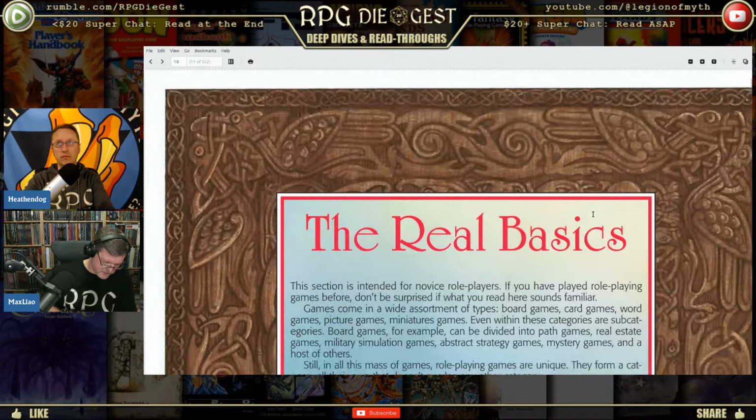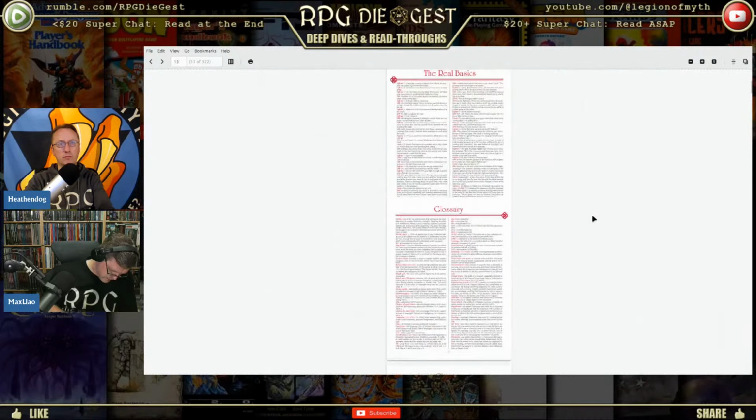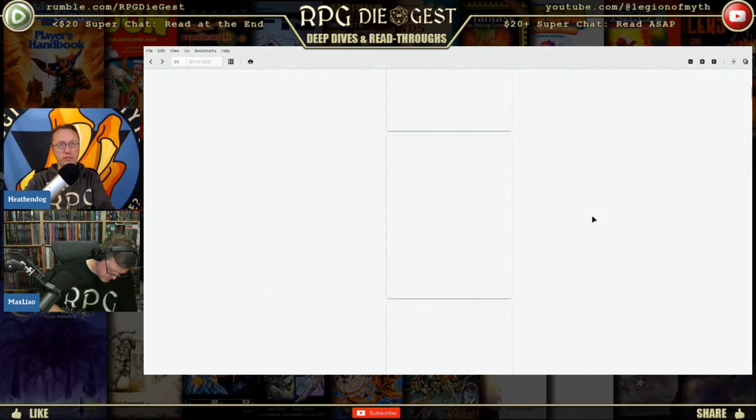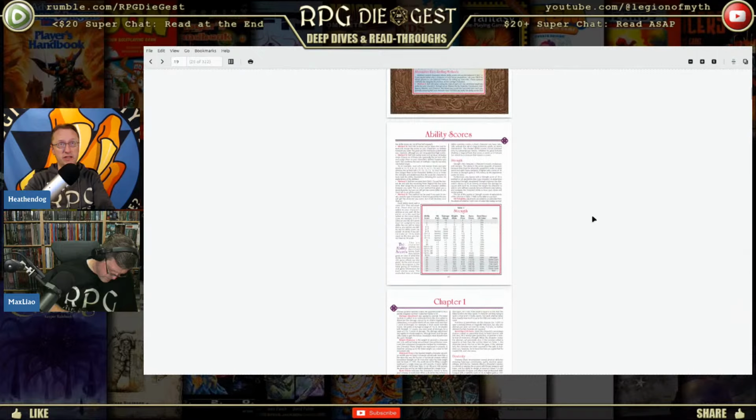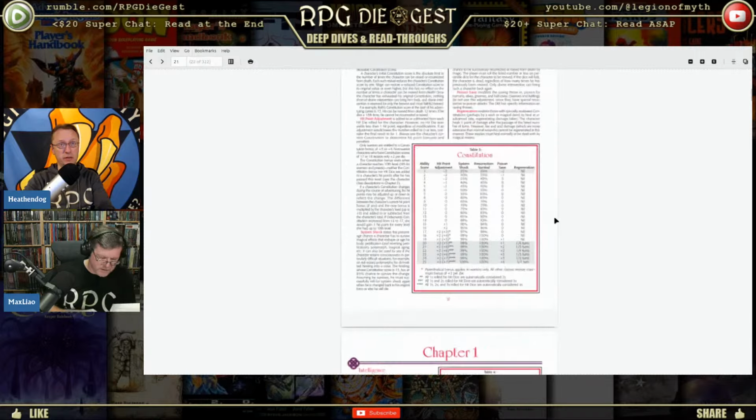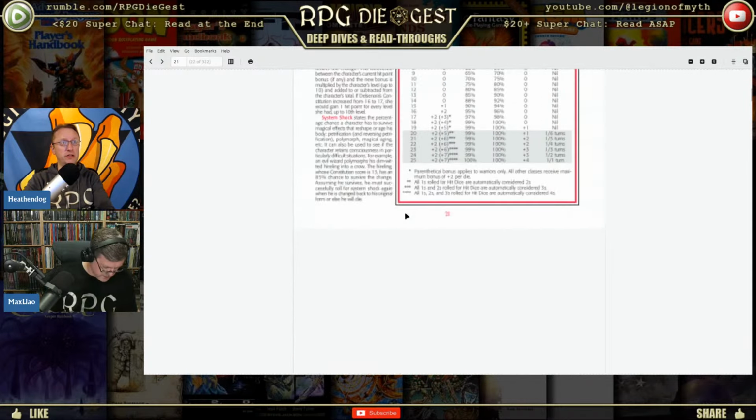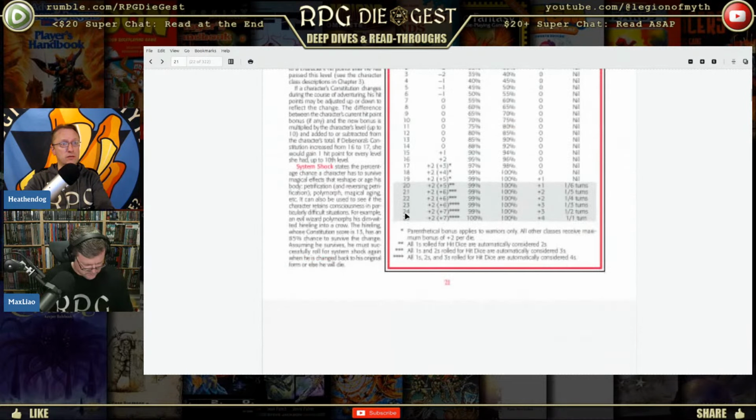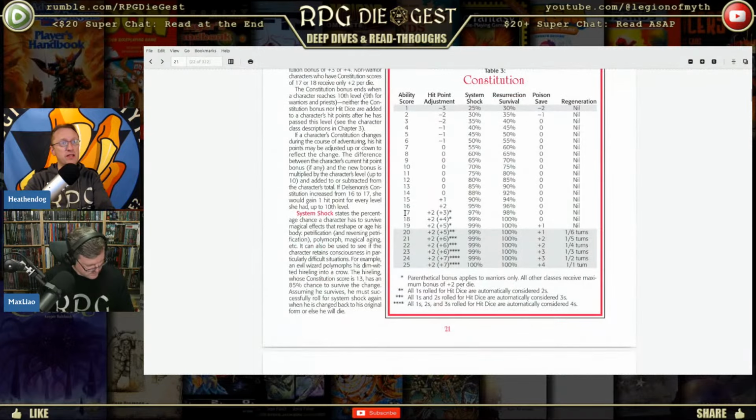Shock. There we go. Dex, strength, constitution. It doesn't say it there. Yeah, it doesn't say it in constitution. Here we go. System shock. It states a percentage chance of a character to survive magical effects that reshape or age his body. Petrification, polymorph, magical aging, etc. Apparently, in 2nd edition D&D, damage is not a system shock thing.